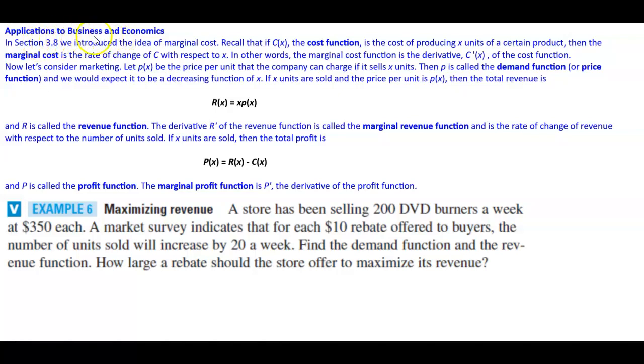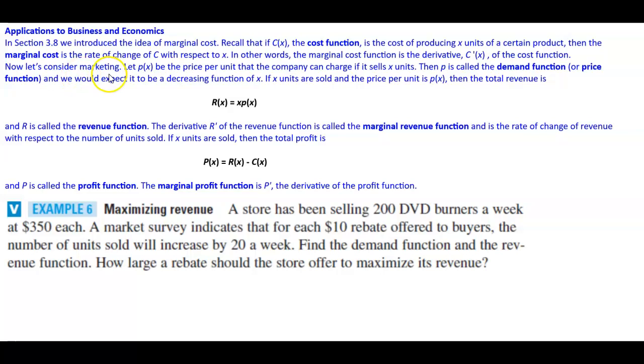Applications to Business and Economics. In Section 3.8, we introduced the idea of marginal cost. Recall that if C of x, the cost function, is the cost of producing x units of a certain product, then the marginal cost is the rate of change of C with respect to x. In other words, the marginal cost function is the derivative, C prime of x, of the cost function.